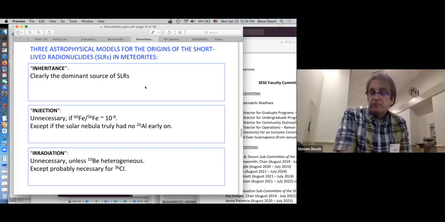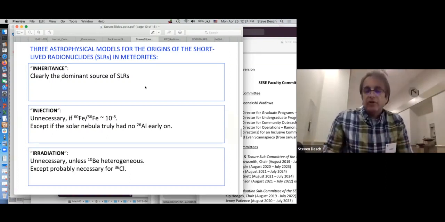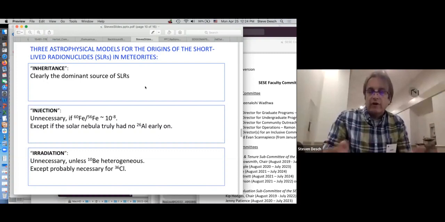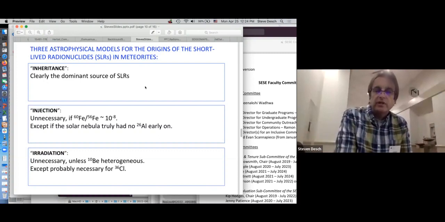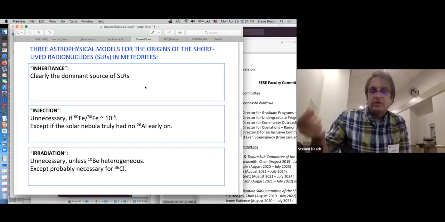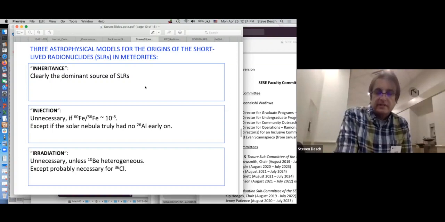And irradiation, we know there were solar flares and energetic particles. Do they actually have an impact on the material in the disk? Not necessarily, unless you see that beryllium-10 was variable in disk material, then you would need to invoke some irradiation. And I think you probably do need it to explain some very late contributions of chlorine-36, but it's unclear.